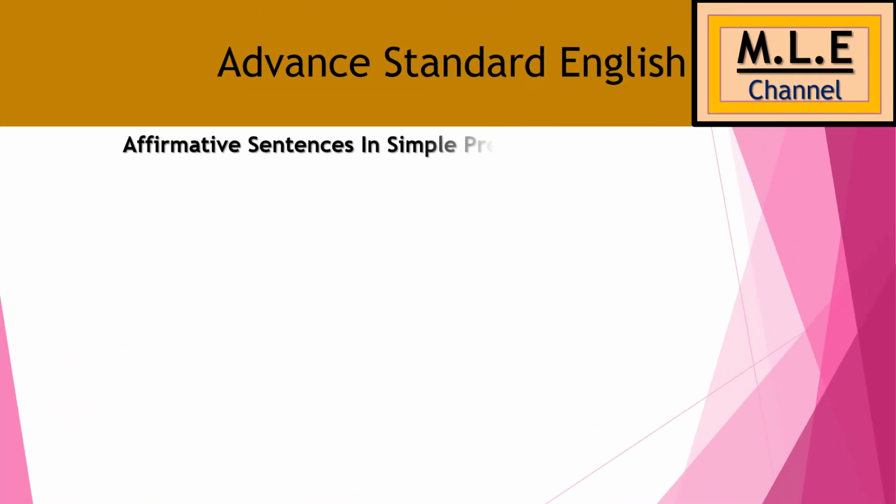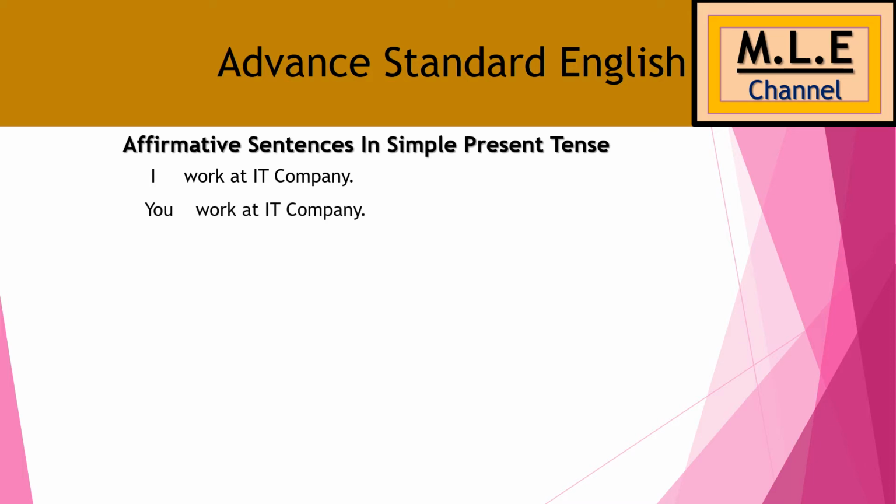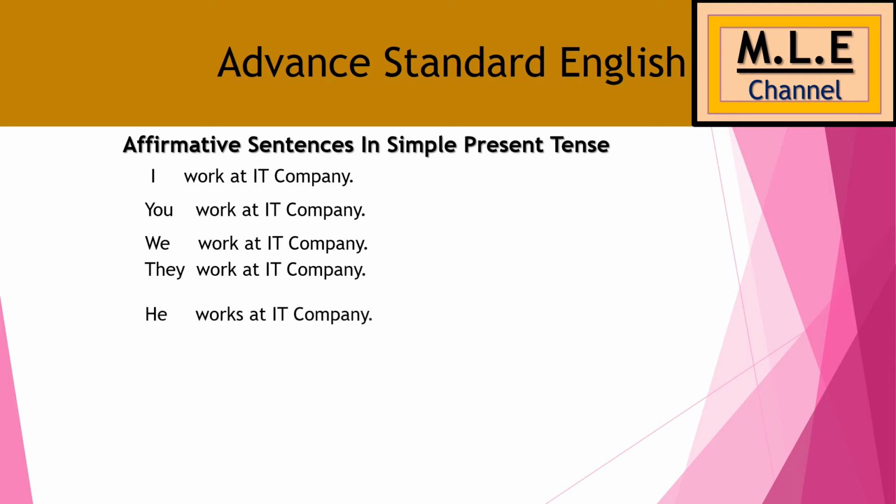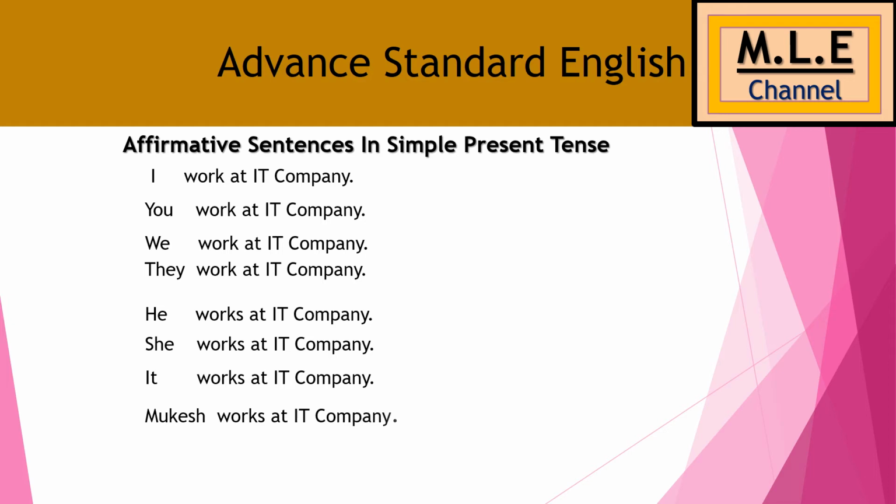Affirmative sentences in simple present tense. I work at IT company. You work at IT company. We work at IT company. They work at IT company. He works at IT company. She works at IT company. It works at IT company. Mukesh works at IT company.